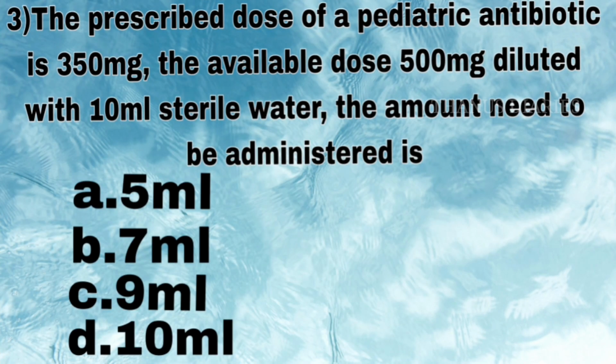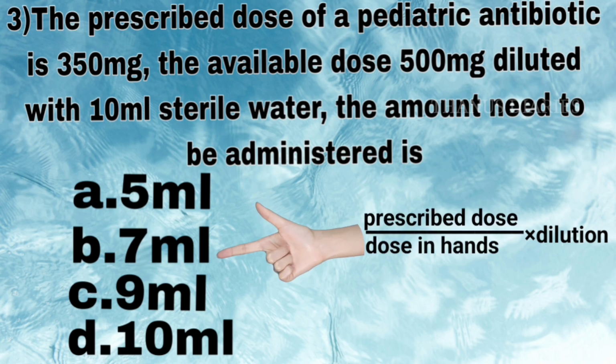Next question. The prescribed dose of pediatric antibiotic is 350 mg. The available dose 500 mg diluted with 10 ml sterile water. The amount need to be administered is 5 ml, 7 ml, 9 ml and 10 ml. The answer is 7 ml. Prescribed dose divided by dose in hand into dilution.